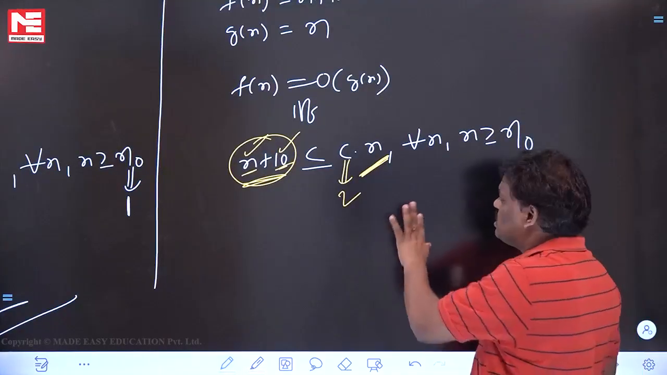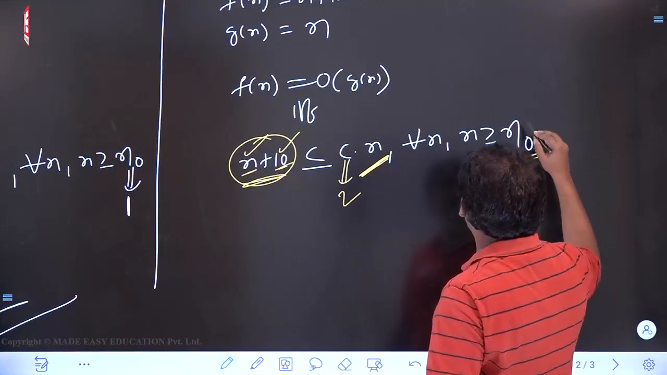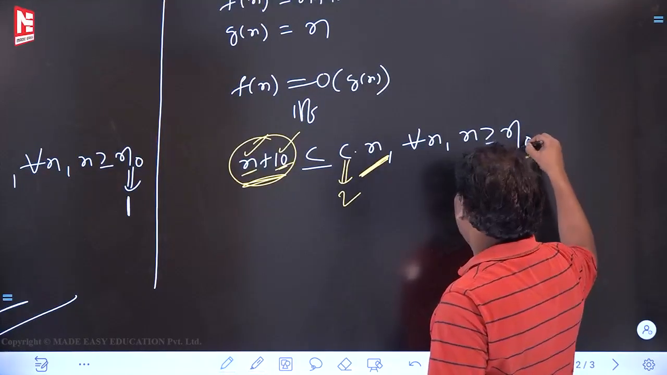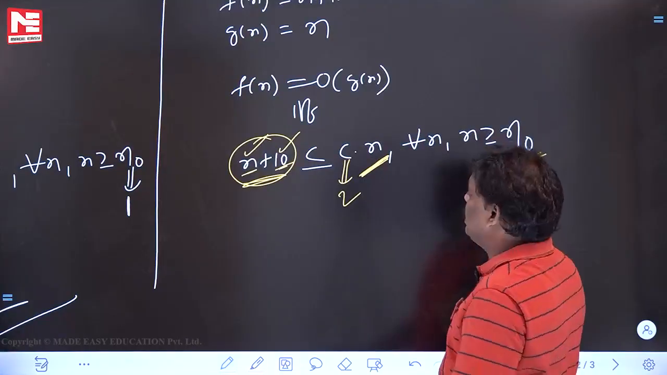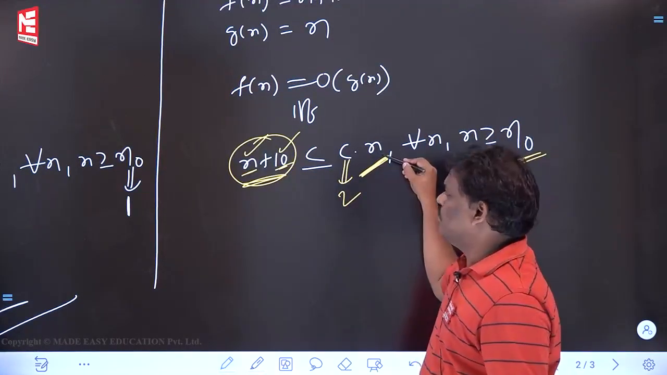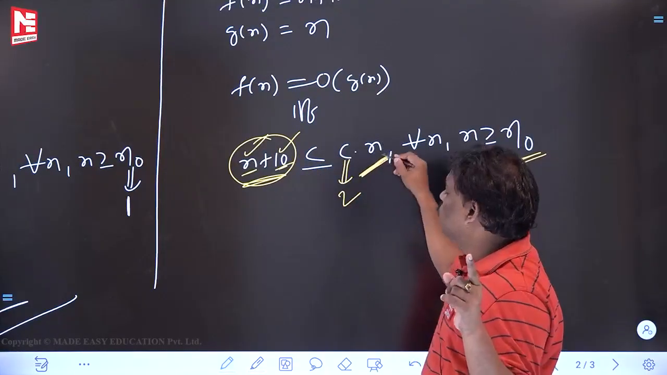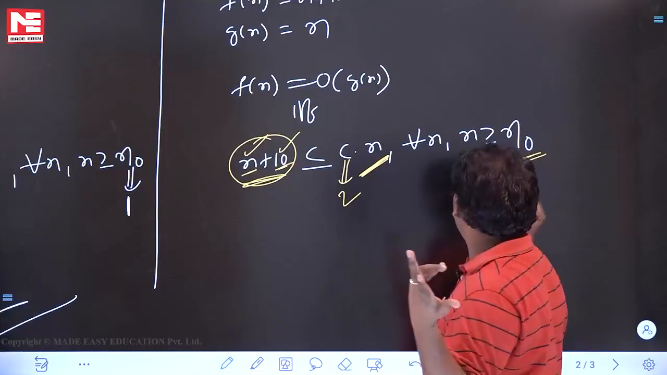Now some people are asking, sir, you adjusted C, it's okay, but what about N0? Let me check this one. For N0, you try starting from 1 onwards. If 1 fails, then try 2, like that. Let's check N0 value 1. It will become 11, and this one is 1 into 2, which is 2. So 1 fails.